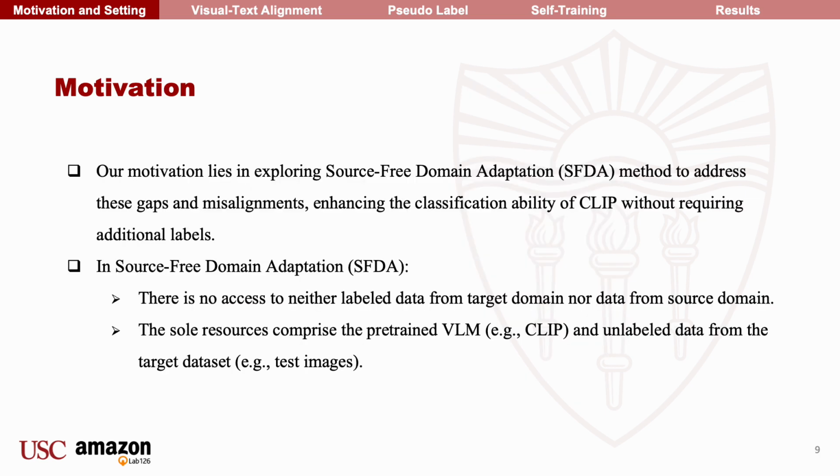Therefore, we are motivated to build a source-free domain adaptation method to address these gaps and misalignments, enhancing the classification ability of ReCLIP without requiring additional labels. Specifically, in source-free domain adaptation, we have access to neither labeled data from the target domain nor any data from the source domain. The only resources we have access to are the pre-trained vision language model and unlabeled data from the target dataset, such as the test data.